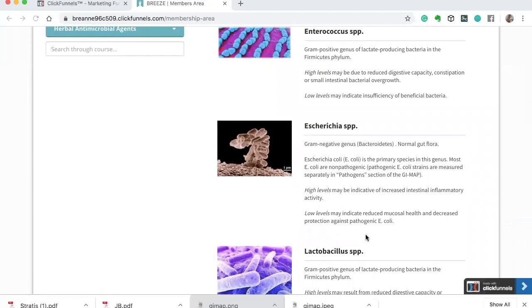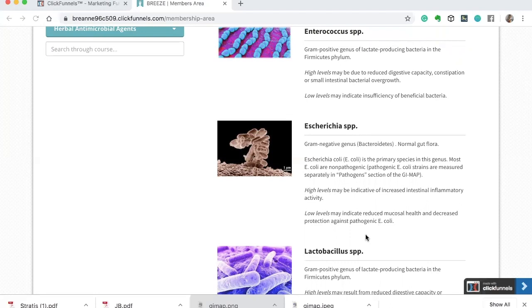Escherichia species is a gram-negative species that's part of the normal gut flora. This is not the pathogenic type of E. coli that we discussed in the previous sections. This is the primary species in the genus, E. coli, and most E. coli are non-pathogenic, right? So we have a lot of this non-pathogenic E. coli, which is actually protective against the pathogenic E. coli. So look at the first page to see if the pathogenic was there.